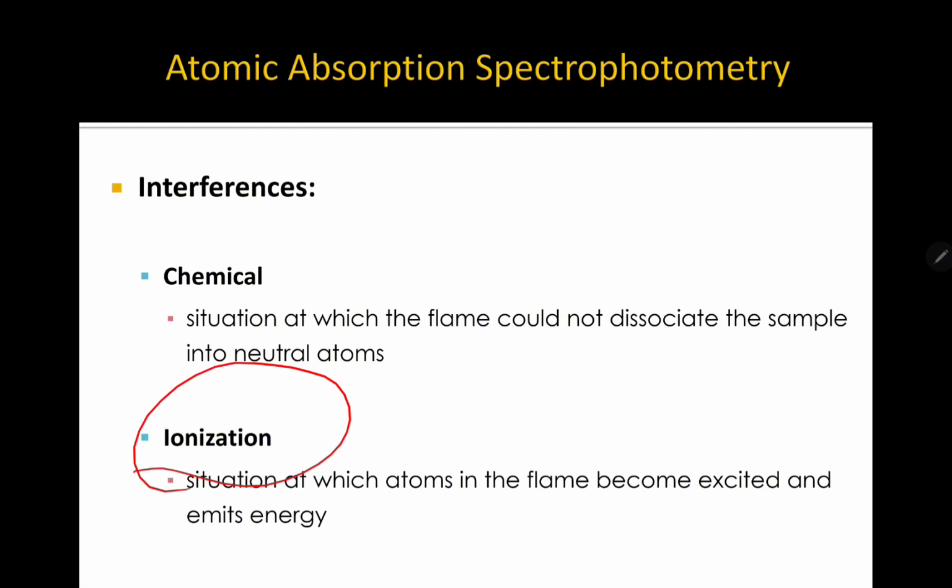The double beam has two types: the double beam in space and the double beam in time. The space type has two photodetectors. The time type has only one, and it has a rotating chopper. We also have flame emission, which measures the excited atoms, excited electrons, whereas atomic absorption spectrophotometry depends on unionized, unexcited atoms. I hope you learned, and we can proceed to part 2. Thank you so much.